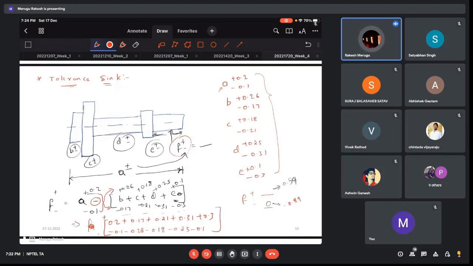So what is this value and what is this value? This should be minus 0.89 and this should be 1.19. Please check this value once. Okay.